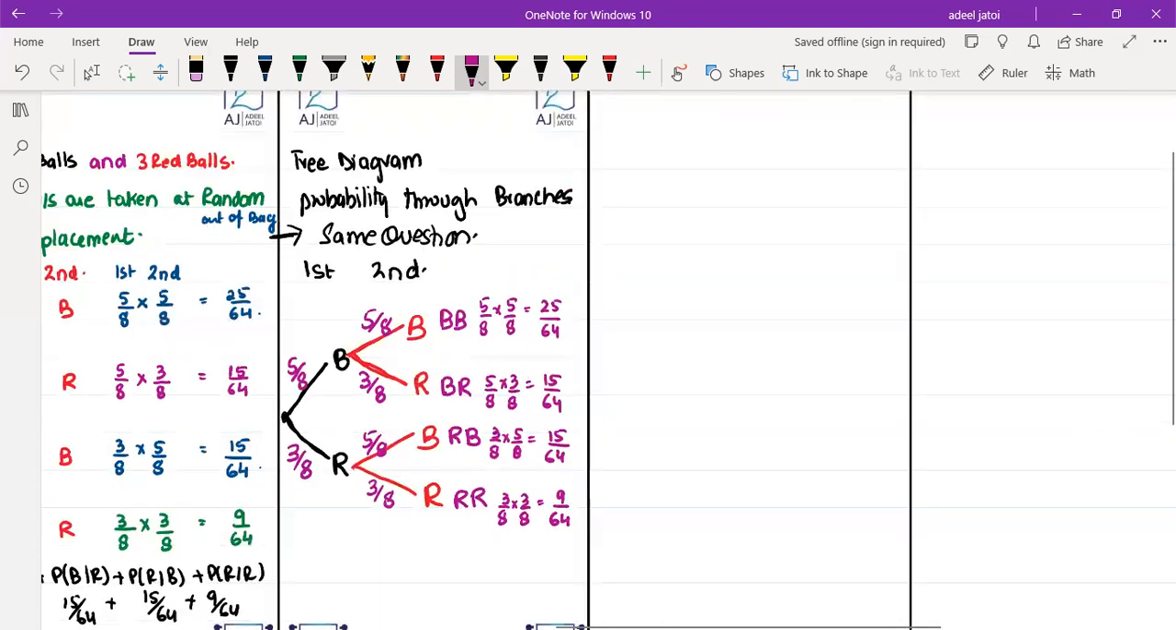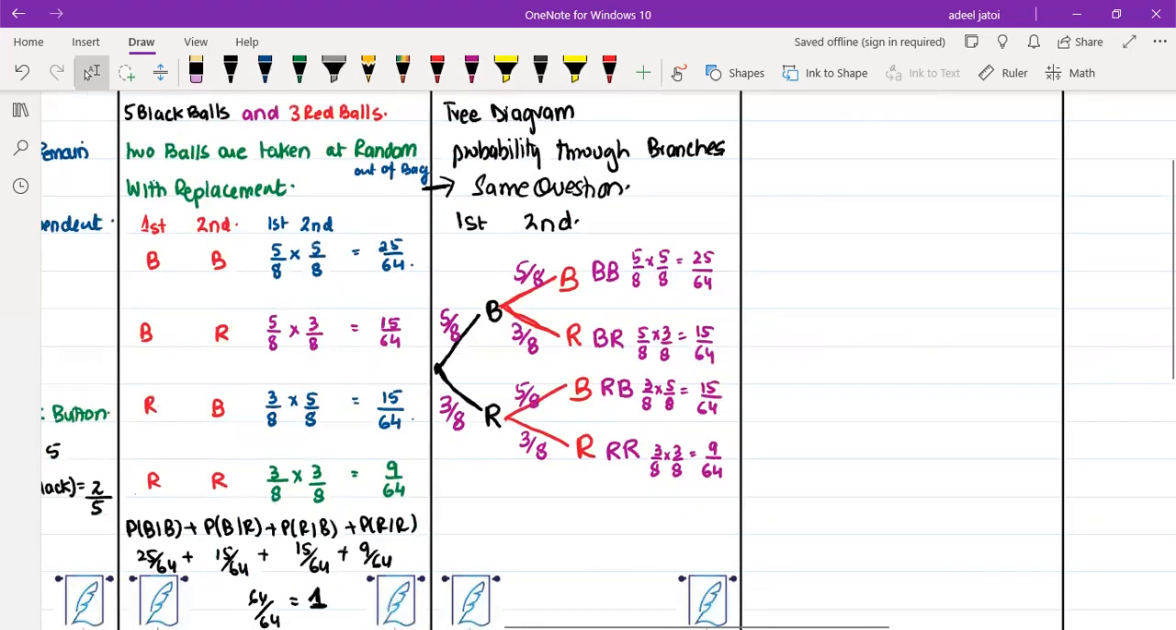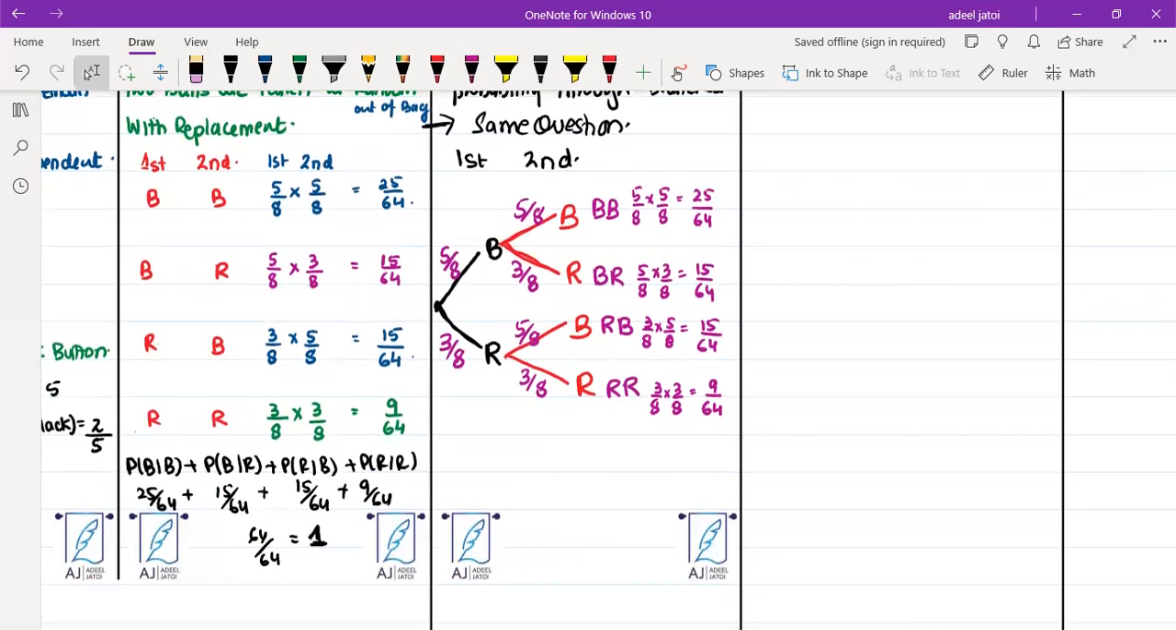That means your tree diagram comprises the same probability quotients. Now, the same quotient which was done in the theoretical manner has been changed to a tree diagram. The total probability will again be equal to 1.